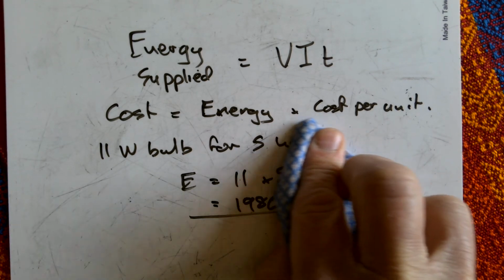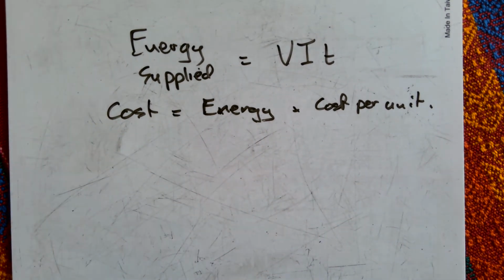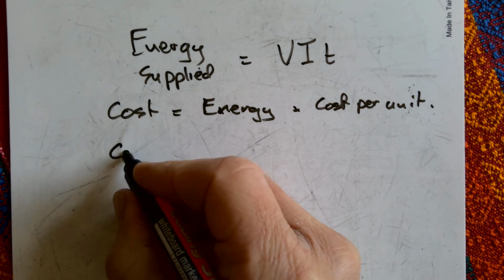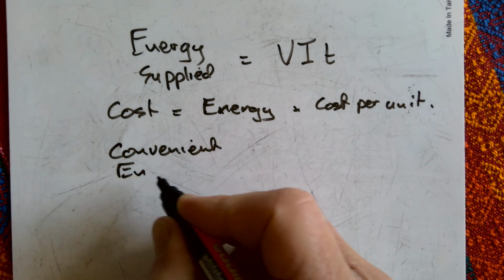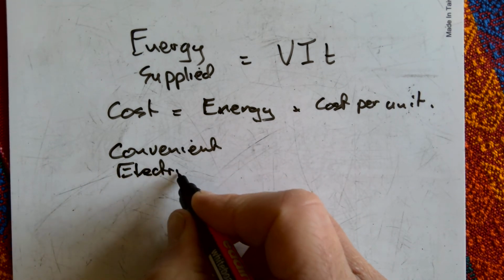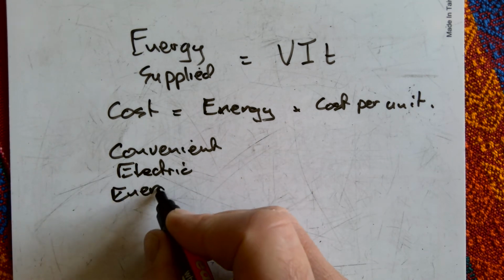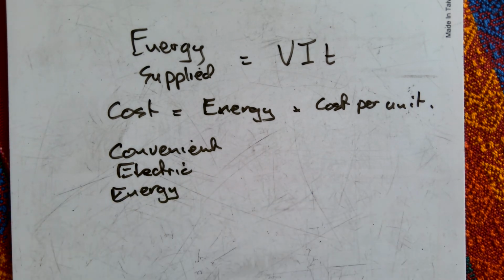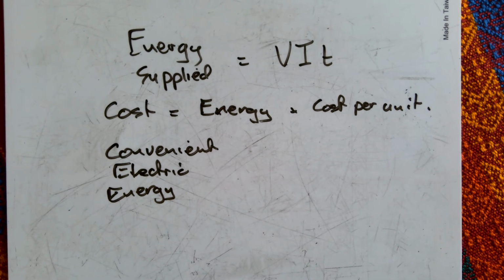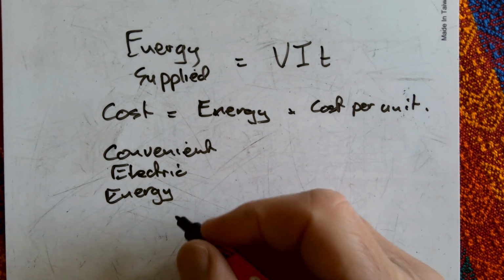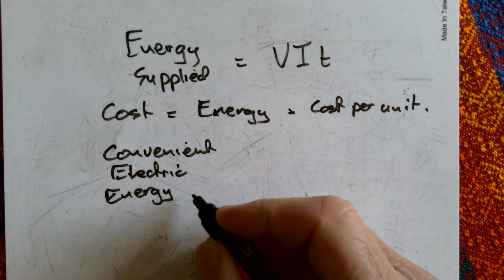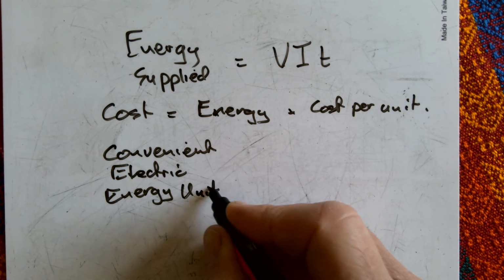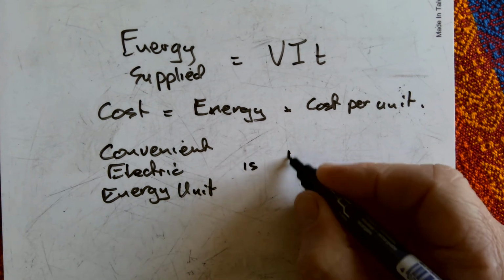And if you cast your minds back to GCSE, I'm sure you remember the unit was the kilowatt hour. So, a convenient electrical energy unit. So we go for bigger lumps, a bit like moles. You don't talk about particles in chemistry so much, you talk about a mole of gas or substance that you're reacting. So the convenient energy unit for electricity is kilowatt hours.